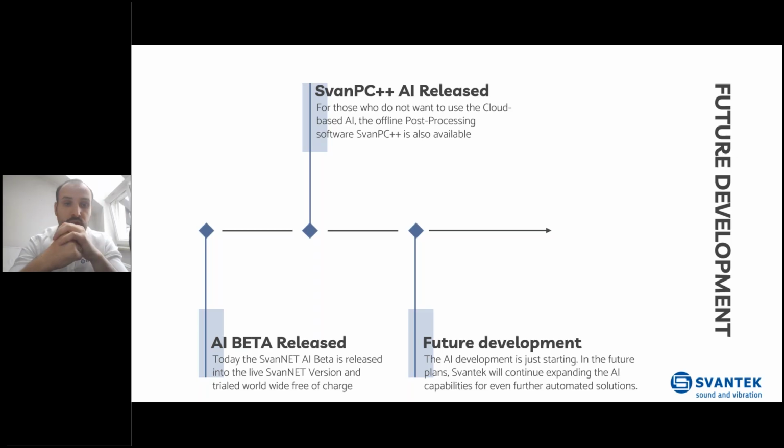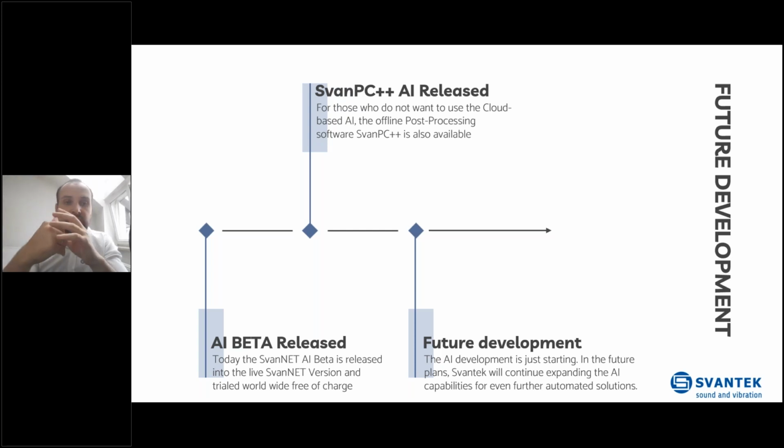SvanPC++, however, will also have an AI module. This is already in prototype stage and will be released very shortly, so that you can do post-processing and AI classification of offline files, not in real time, but in the post-processing stage of your data handling. And then finally, the future development, as I mentioned, is very interesting. It will include using third octave band analysis that will allow us to not only trigger the AI module on certain exceedances, but will allow us to have a continuous classification of noise.